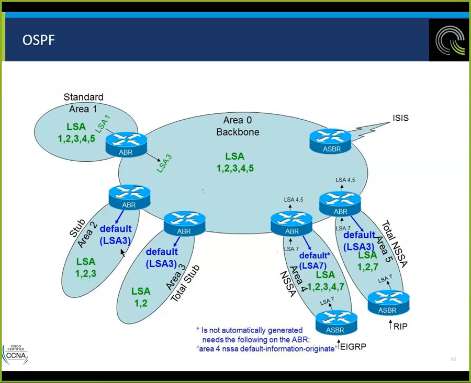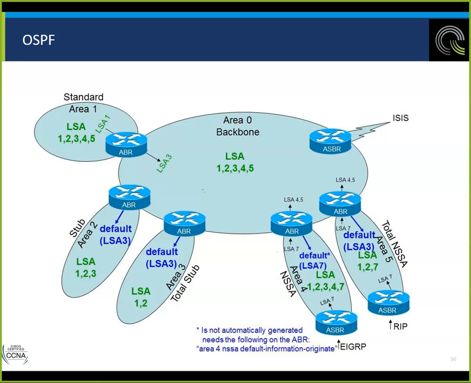They are there. These are different configurations, different properties that can happen with these things. But a stub area, link state announcements 1, 2, and 3. Then we have a total stubby area, total stub 1 and 2, and then an NSSA, not so stubby area, 1, 2, 3, 4, and 7, and then a total not so stubby area. So it goes on and on and on.